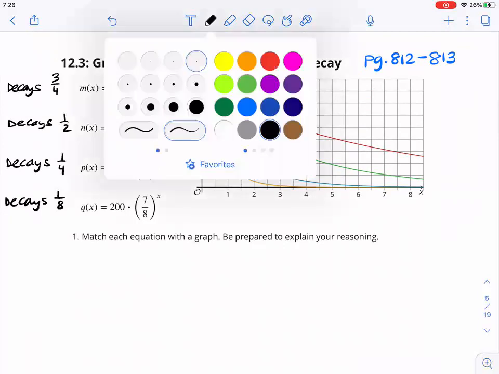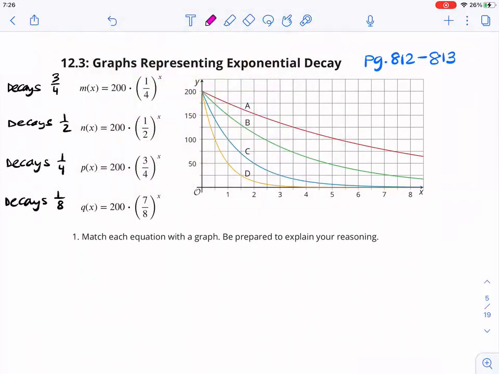Now, one thing you should know, if you don't know what these numbers are, 3/4 is 0.75, 1/2 is 0.50, 1/4 is 0.25, and 1/8, let's see, 1/8 would be half of 2/4, 0.125, so half of 0.25 is 0.125. Perfect. All right, so clearly we see that 0.75 is the largest, and so we're going to match M with the graph that's going to decay the most. So let me just set this up.